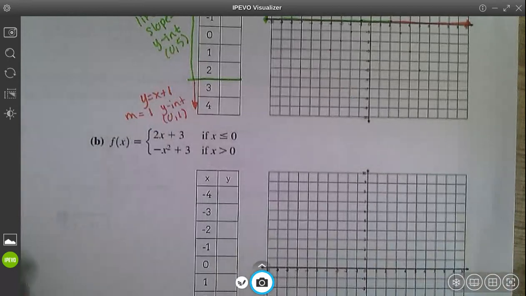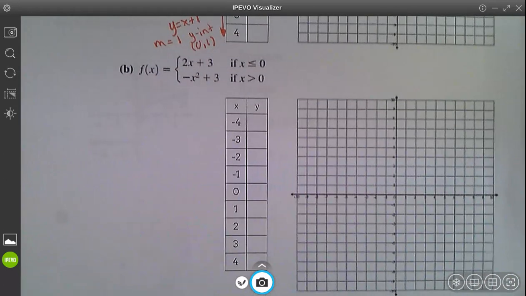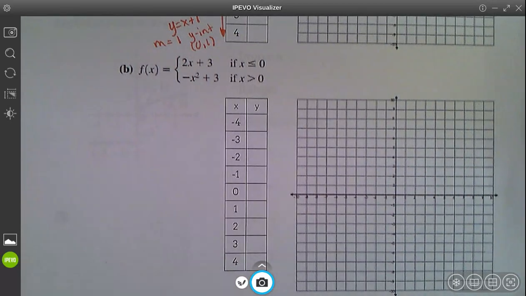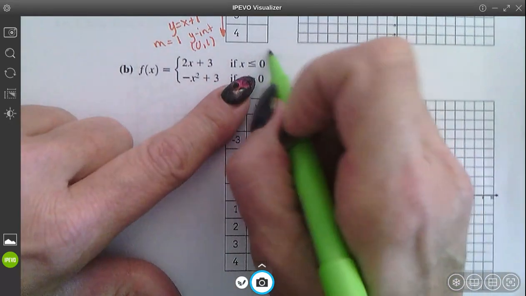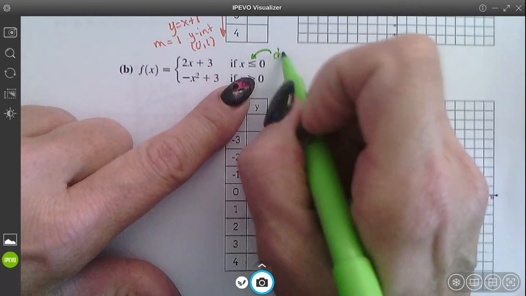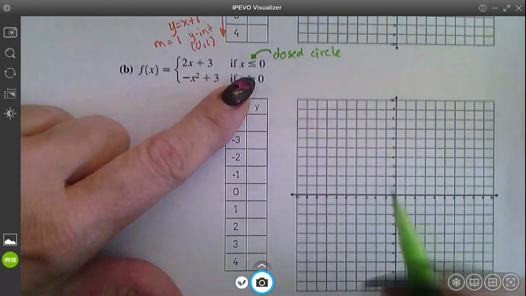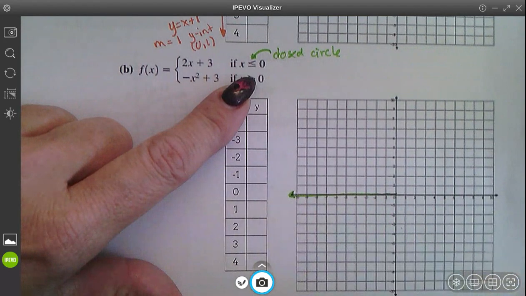Let's look at some more examples. f of x equals 2x plus 3 if x is less than or equal to 0, but negative x squared plus 3 if x is greater than 0. So when x is less than or equal to 0, that means I'm going to have a closed circle on the boundary for this graph when x is less than or equal to 0. So here's my green zone.